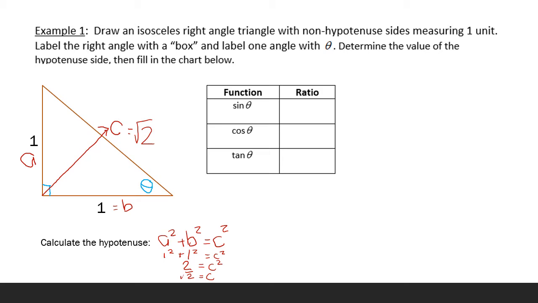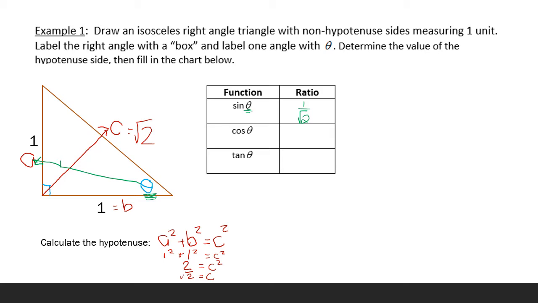Now we want to fill in this chart. Sine is opposite over hypotenuse. So let me just switch colors here. Since we're talking sine, here's the theta, right? Here's my theta over here. So I'm looking at the opposite. When I draw a line through my theta, whatever side it crosses is the opposite. So in this case, A is going to be my opposite, which is 1. The hypotenuse, we figured that out, is root 2.